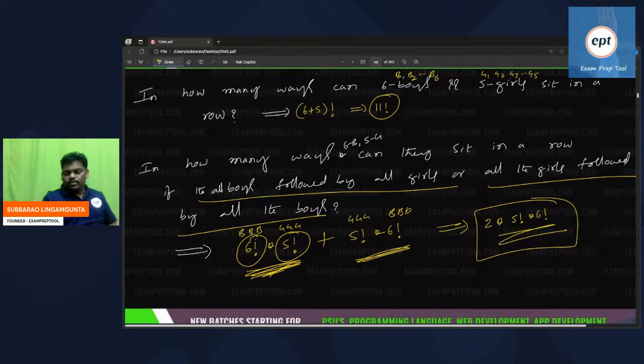The purpose of this problem is that order is important. B1, G1 is different from G1, B1. Order important means factorial will come, which means permutations. 6 people, how many ways can you arrange? 6 factorial. 5 people, 5 factorial. So it is 6 factorial by 5 factorial, and 5 factorial by 6 factorial.